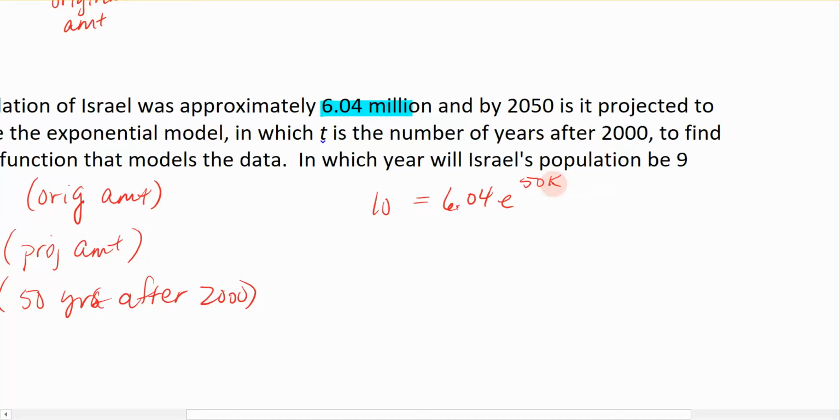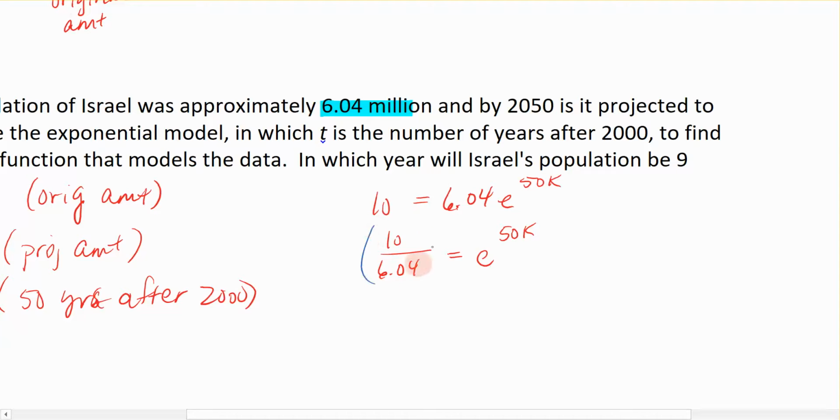Notice that k is up here in the exponential position, so that means that we're going to have to solve this exponential equation. We do that by first dividing both sides by 6.04. So I have 10 divided by 6.04 is equal to e to the 50k. I feel like this is going to give me some sort of decimal value, and I'm going to try to avoid any rounding errors, so I leave this as a fraction as I work through the algebra here.